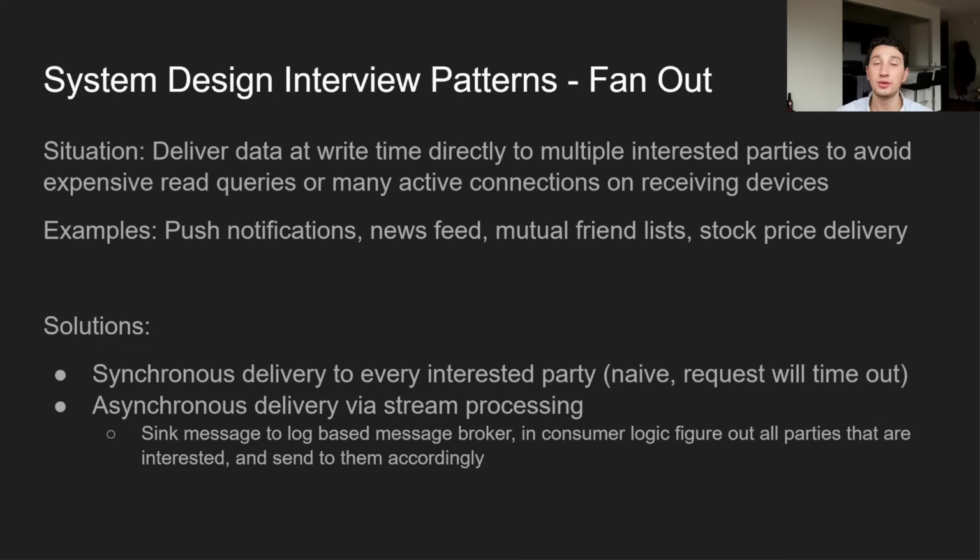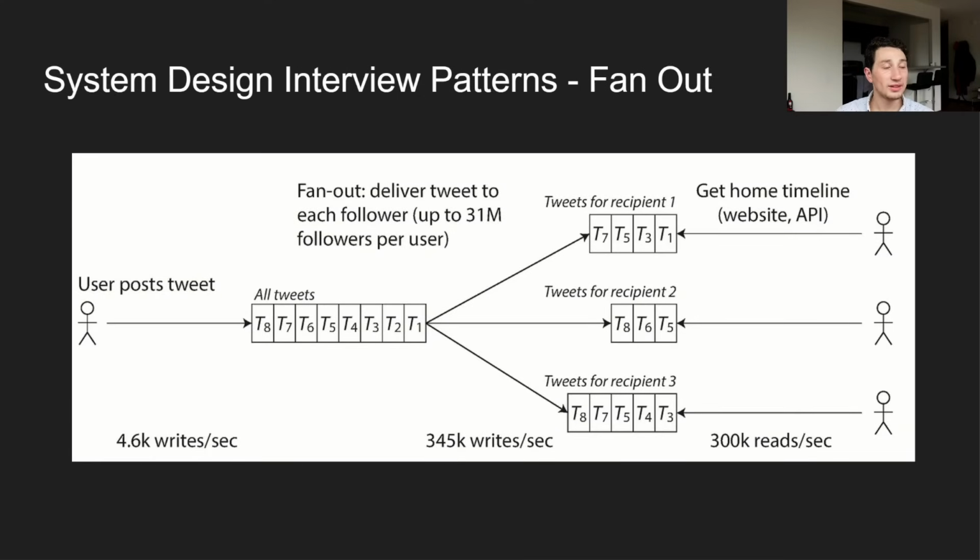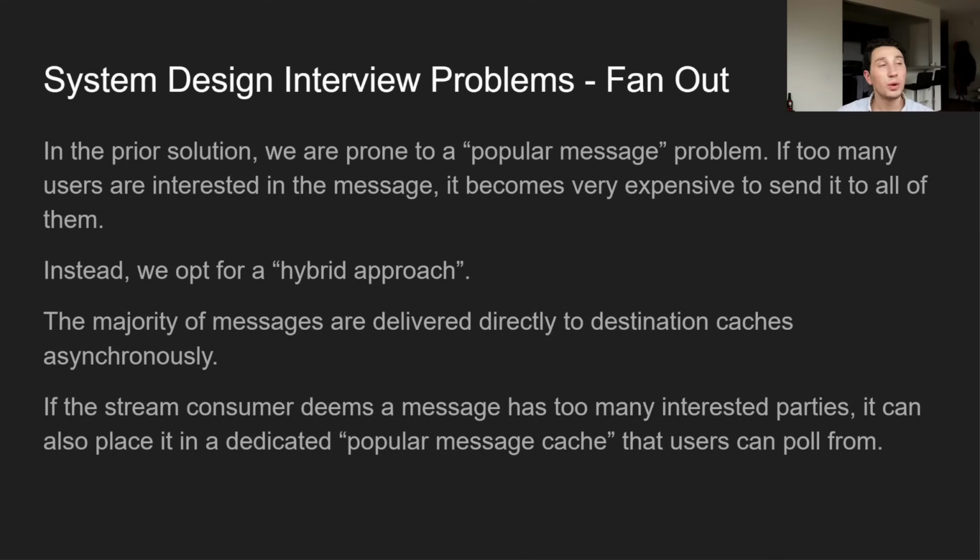And when you're using stream processing, you're often better off using a stream processing framework for better fault tolerance. Anyways, the idea here is you want to put your message in a log-based message broker. You have some sort of consumer that receives it. It figures out where the message needs to be sent to, and then it does so accordingly. What does that look like? Well, basically, like I said, user posts it. We've got some sort of broker that has all of the tweets, and then, right after that broker, someone is consuming all of those messages and delivering it to some sort of cache for every interested user.